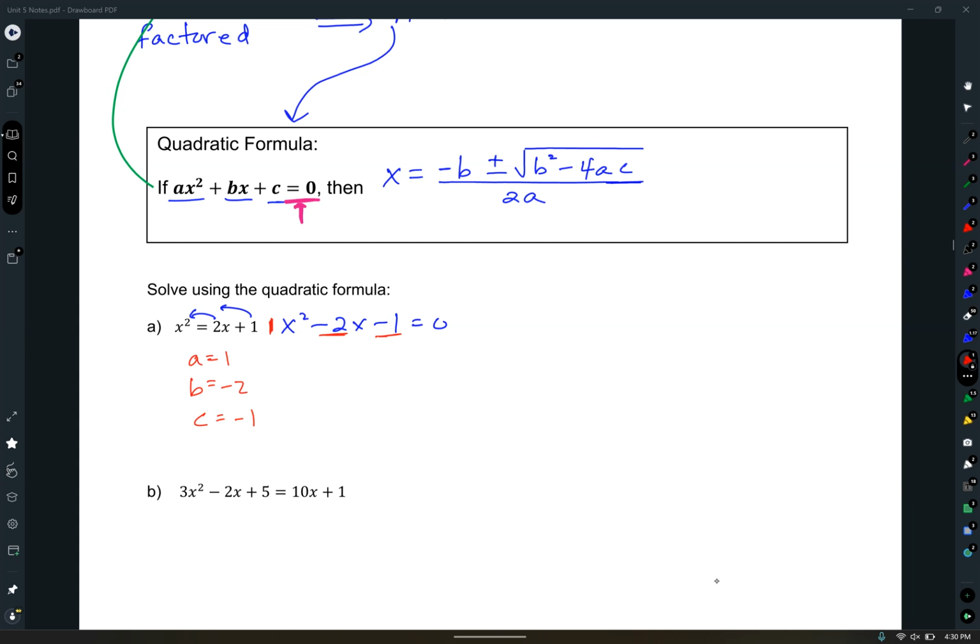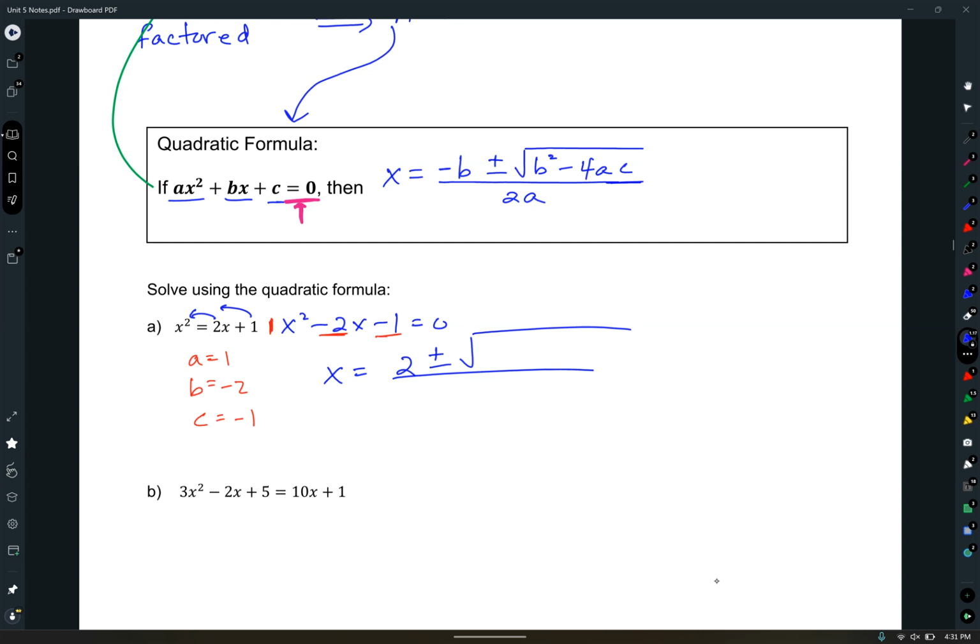Okay, so now that we've identified the a, b, and c, I'm just going to start plugging into that formula. Okay, so my formula is this. I'm going to say x equals, okay, so I know it's going to be a big giant fraction. On the top, I need the opposite of b. Well, b is negative 2, so this is going to be positive 2 plus or minus. I'm just filling into the formula.